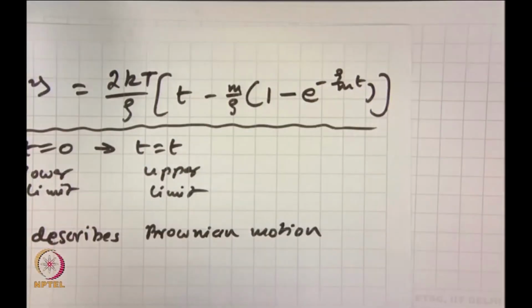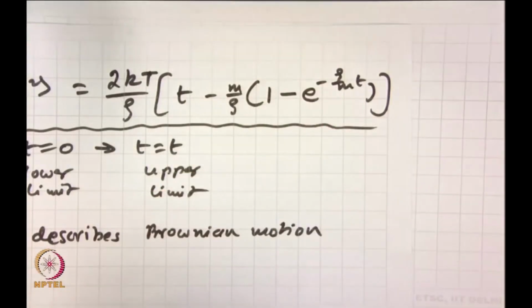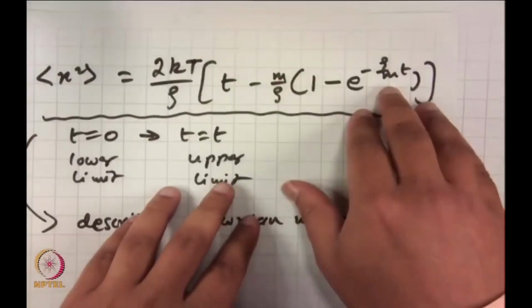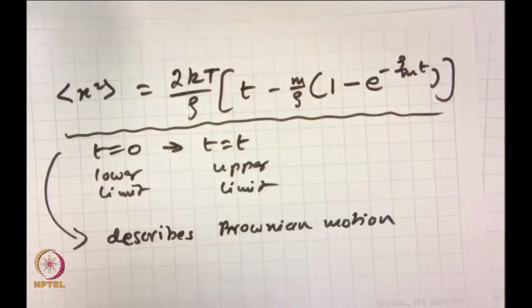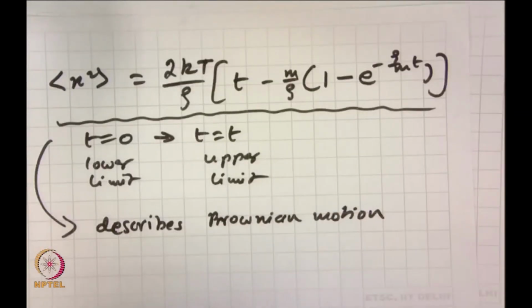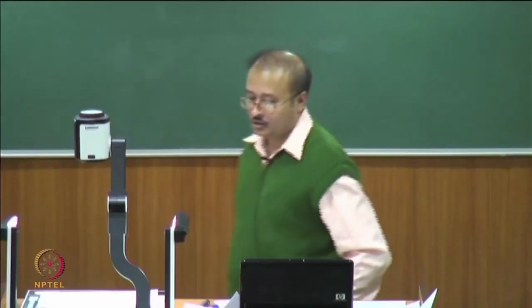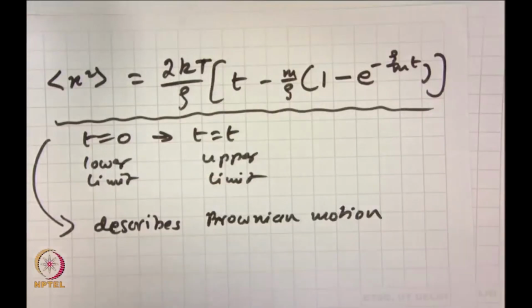If t is much greater than m by xi, then this guy goes to what? If this guy goes to 0, then what am I left with? So, this is gone, right. So, what will we have? t minus m by xi. But we have already said that t is much greater than m by xi. Then t minus m by xi will be almost equal to t. Okay. Then what will we have?